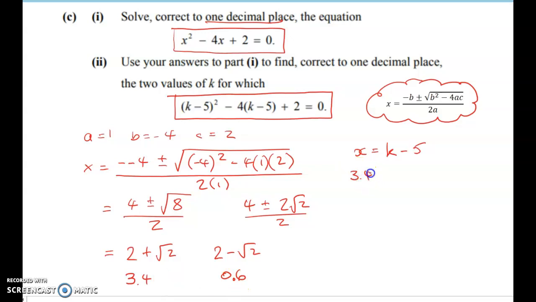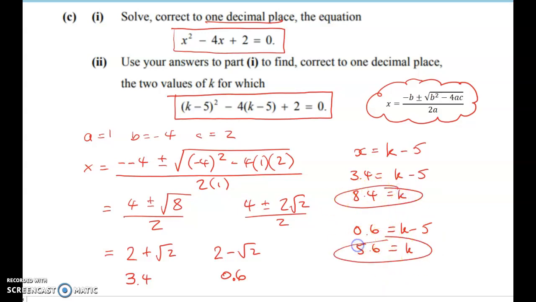So we have 3.4 equal to k minus 5. If I add 5 to both sides, I get 8.4. And the other scenario is 0.6 is equal to k minus 5. Again, add 5, and I get k as being 5.6.